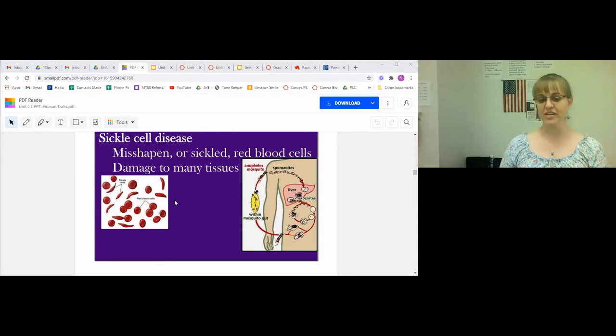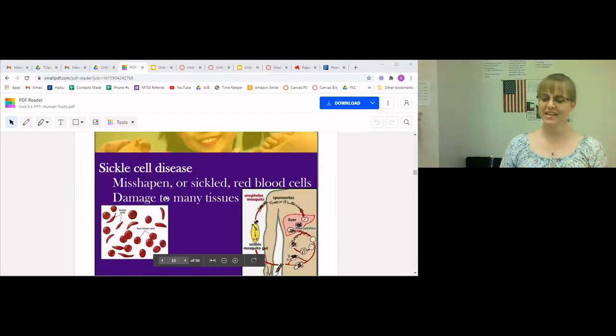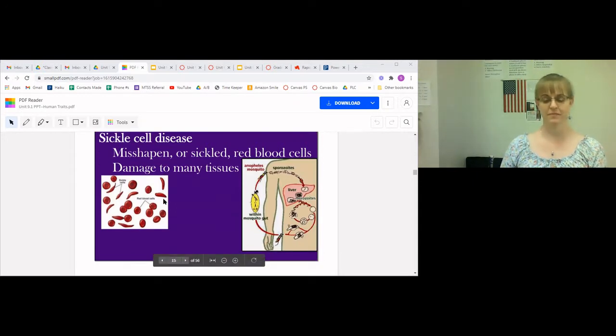However, if a person has two copies of this gene, all of their blood cells are sickle-shaped, and they tend to get clogged up in the capillaries between the veins and the arteries. Yes, you're protected from malaria, but at a cost of very poor health and many problems.